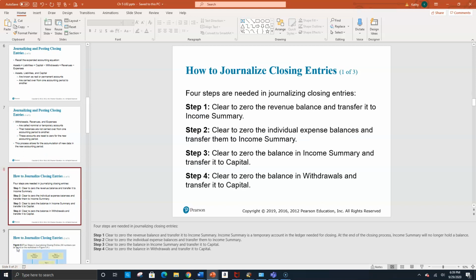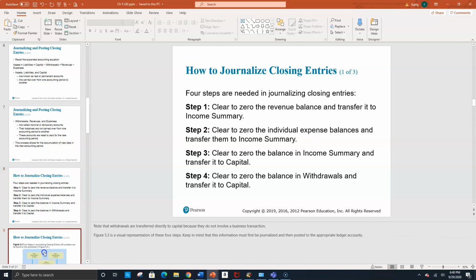So, how to journalize the closing entries. Step 1, clear to zero the revenue balance and transfer it to income summary. Step 2 is clear to zero the individual expense balances and transfer them to income summary. Then you clear the balance in income summary and transfer it to capital. And then you clear to zero the balance in withdrawals and transfer it to capital. We'll have a picture of that in just a minute that I think will make it a little clearer. Sorry to use the same word.